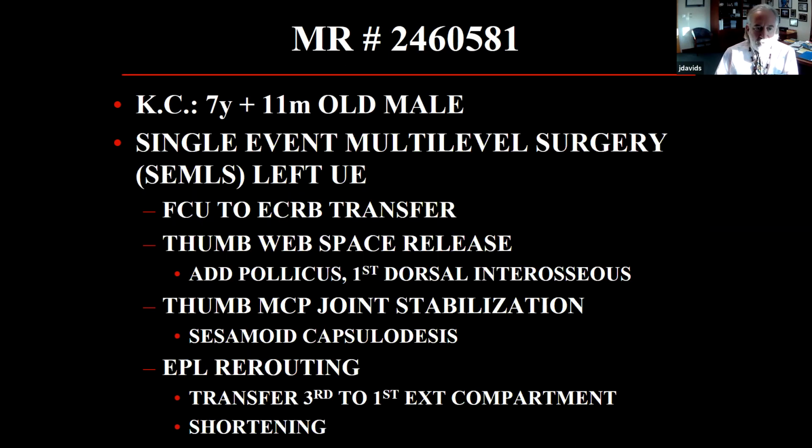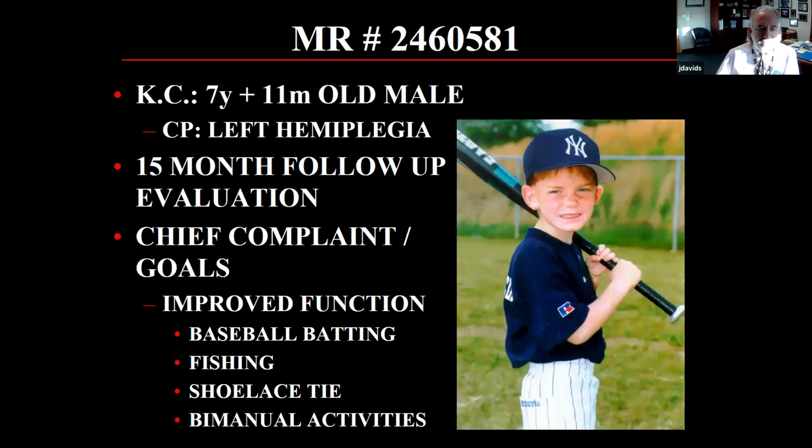The child underwent single event multi-level surgery for the left upper extremity. This included an FCU to ECRB tendon transfer to improve wrist alignment, thumb web release, thumb MCP joint stabilization with sesamoid capsulodesis, and an EPL rerouting. 15 months after surgery, the child and the family noted many improved functional activities, as you see on the screen.